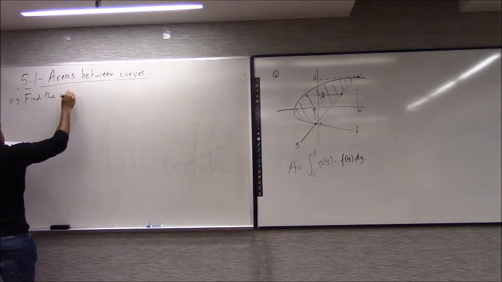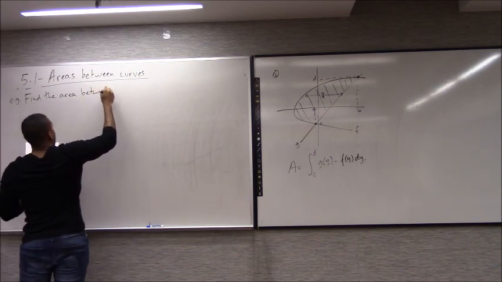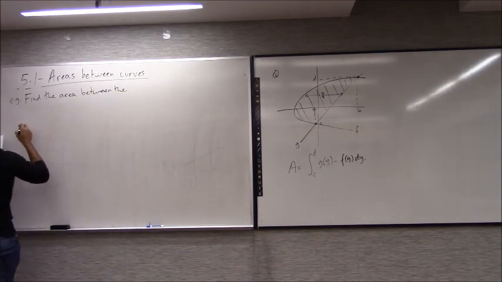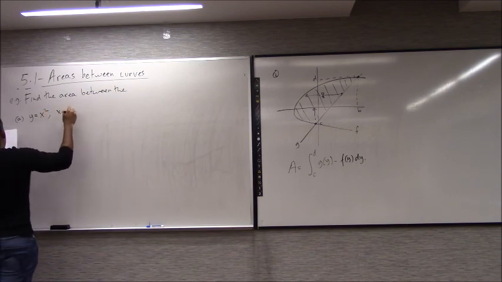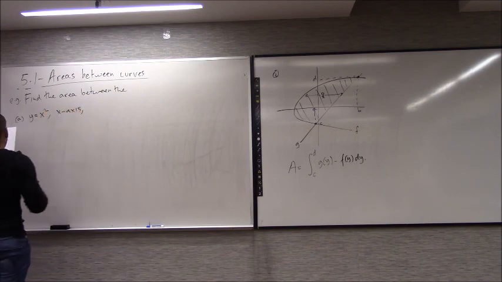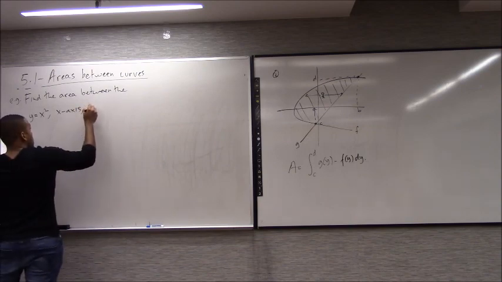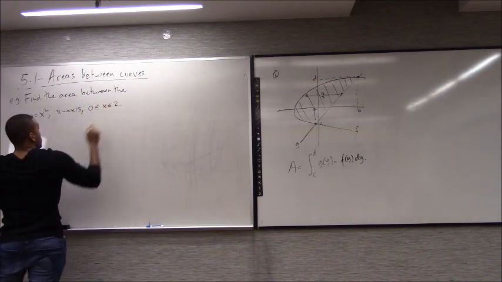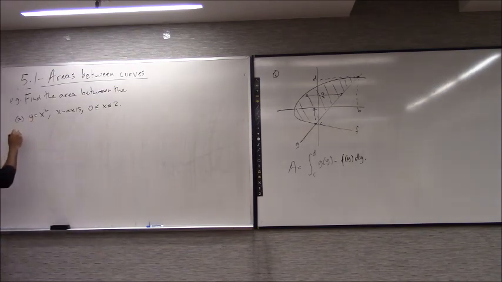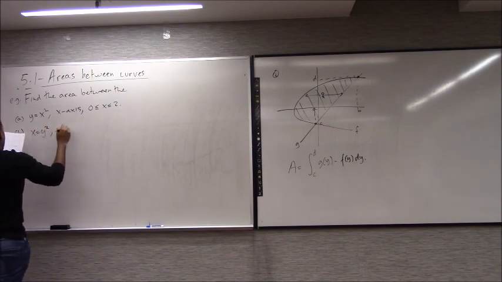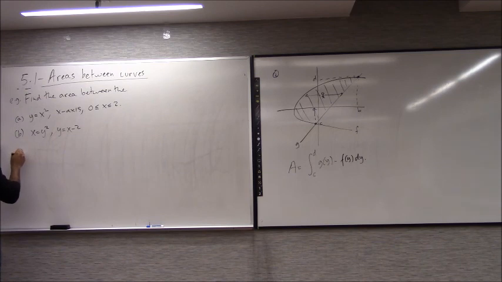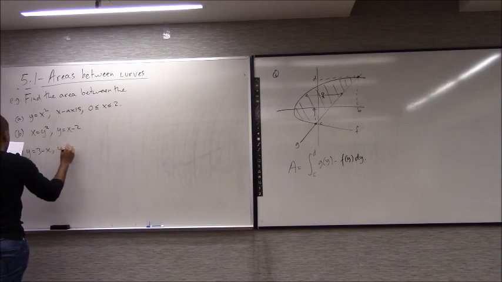Find the area between y equals x squared, the x-axis, and x between 0 and 2. Then x equals y squared, y equals x minus 2. Then y equals 3 minus x, y equals x squared minus 9.